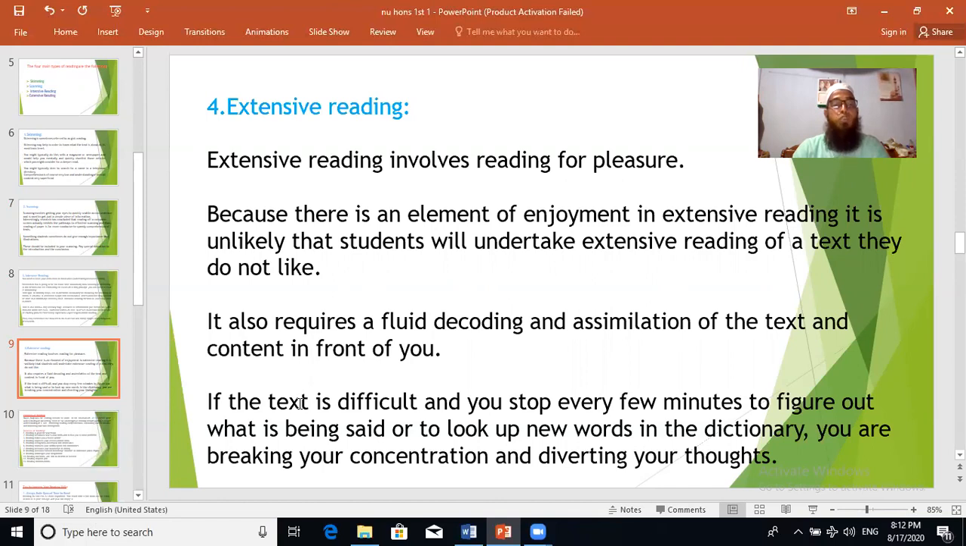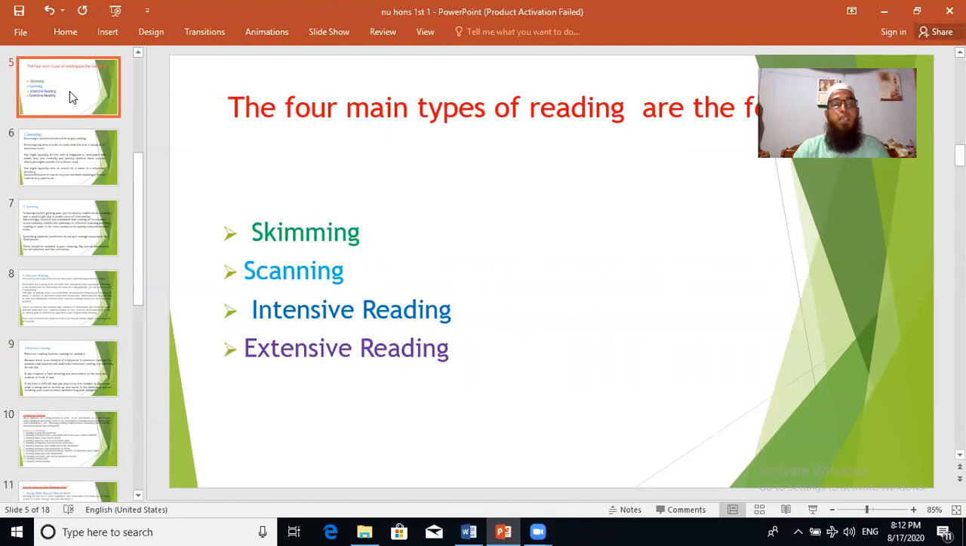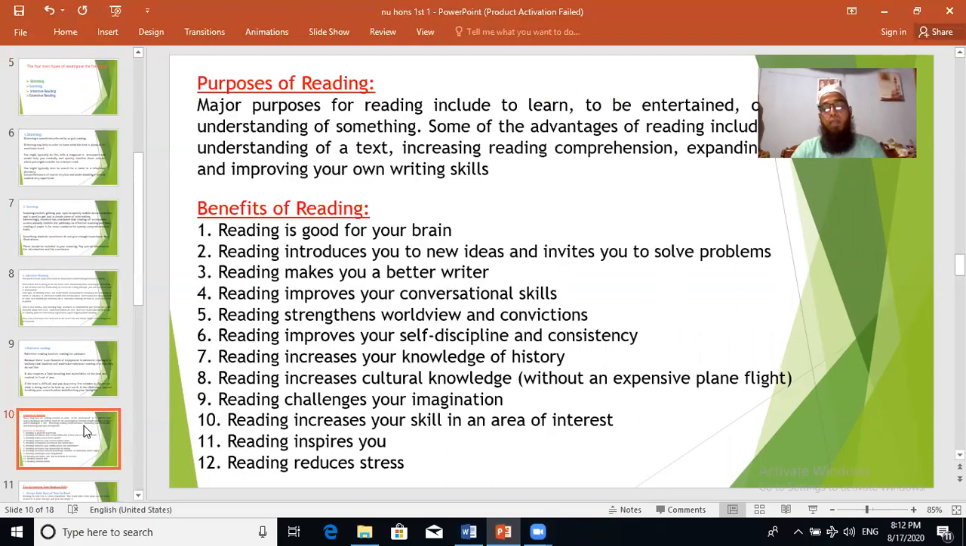So these are the four types of reading. Can you remember now the four types of reading we have just discussed? Skimming, scanning, intensive reading, and extensive reading. Okay, now we are going to learn why we read. What are the purposes of reading?